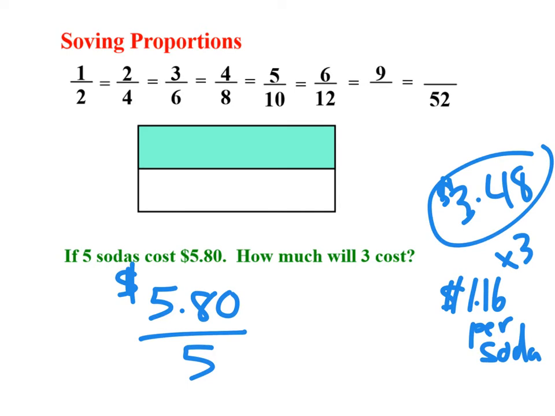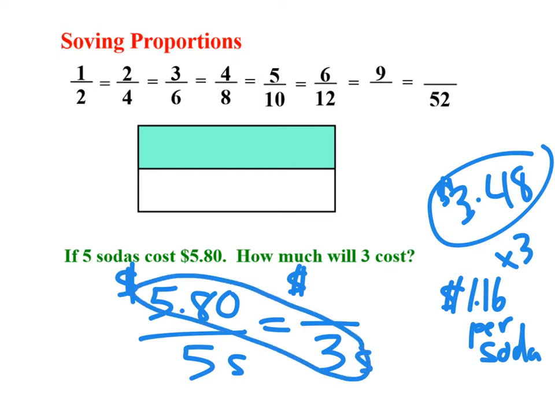Another way to do that is to have it set up like this. Use your same label. So this is going to be dollars, this is going to be sodas. So I have this many, $5.80 for 5 sodas, and I want to know how many dollars for 3 sodas, so that the 3 goes on the bottom. And now another way you could do this is multiply the diagonals and divide by 5.